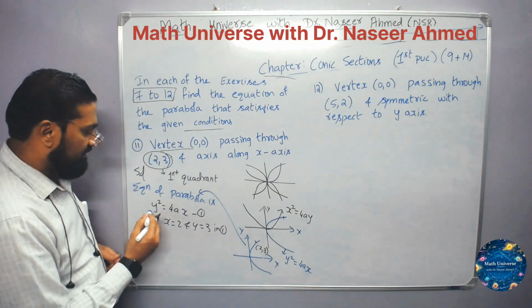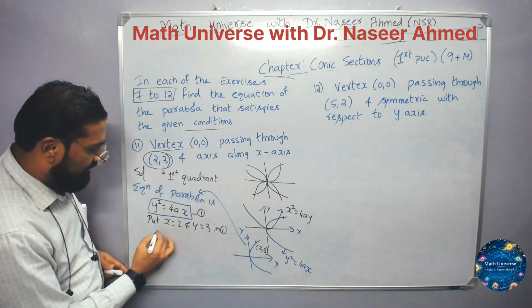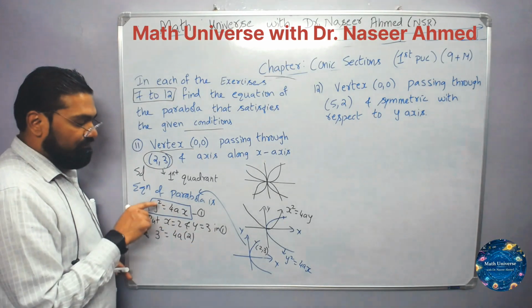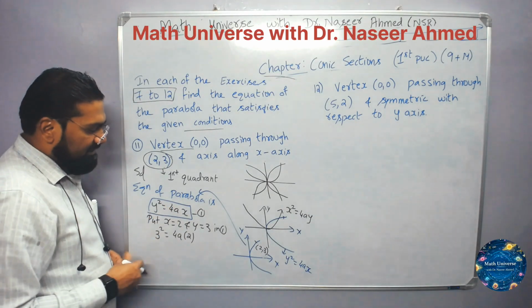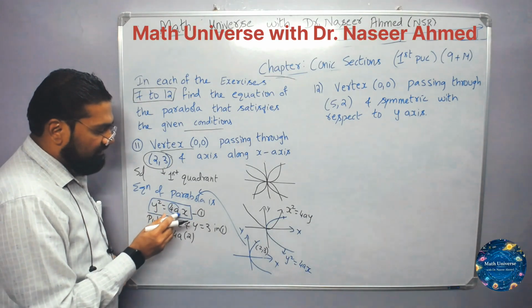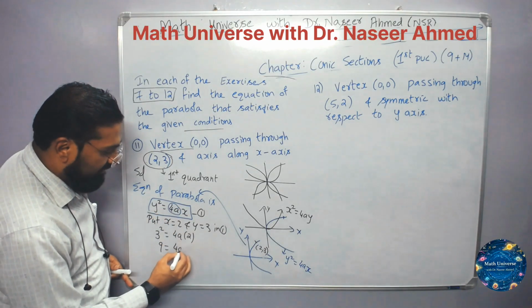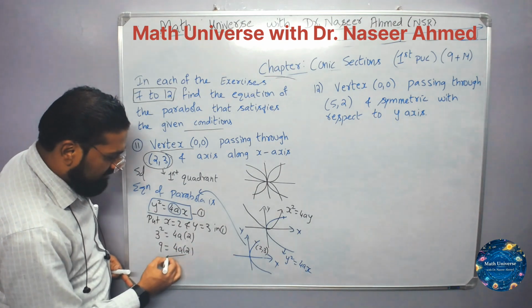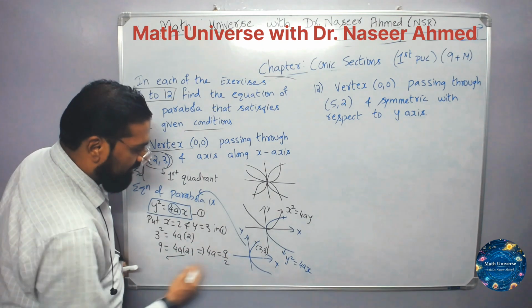This is our equation number 1. So we are going to have 3 square is equal to 4a times 2. Either you can solve for a or 4a. I'd better solve for 4a and we can just substitute in the place of 4a whatever value we are getting. So 3 square is 9, equal to 4a times 2. Cross multiply. So 4a is equal to 9 by 2.